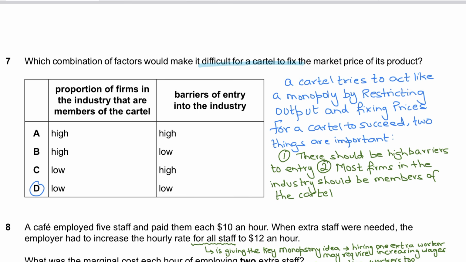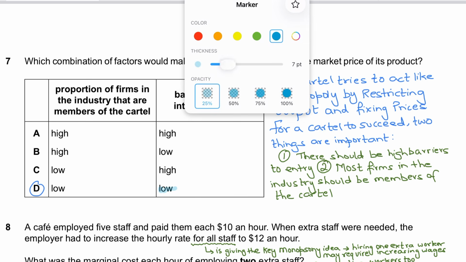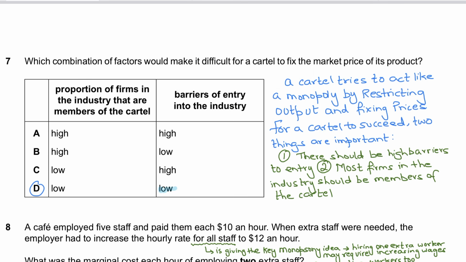It's a trap, right? And so this was a trap. It makes it difficult for the cartel to fix the market price of the product. So what the question is saying is that if barriers to entry are low, what will happen? What's the problem? If barriers to entry are low, then new firms can easily enter the market. And if the cartel is raising the price, acting as a monopoly and restricting output, that's what a cartel will do. These 4 firms would now act like a single monopolist, raise price, reduce market output.